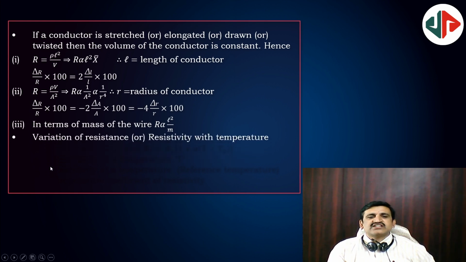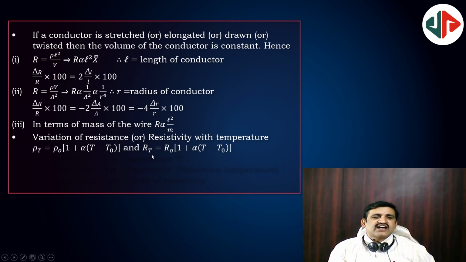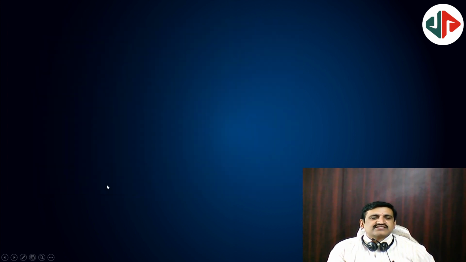Variation of resistance or resistivity with the temperature, that is rho T is equal to rho naught of 1 plus alpha into (T minus T naught), which is nothing but the temperature difference. As rho is changing, R also changes. RT is equal to R naught of 1 plus alpha into delta T. And these are all the respective things.